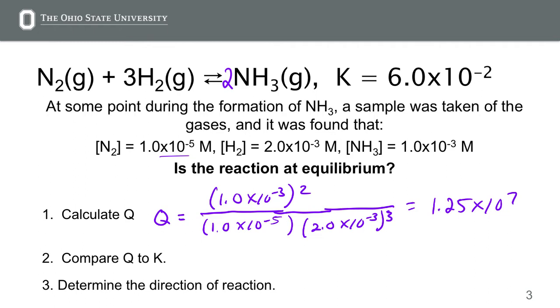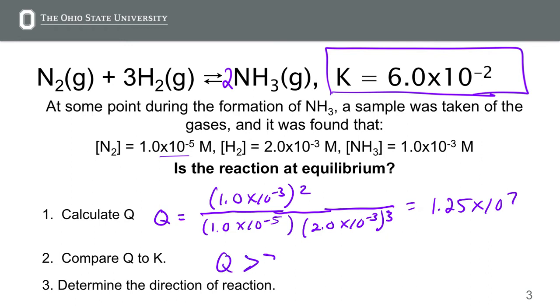We still don't know if the reaction is at equilibrium until we compare the value of Q that we calculate to that of K. K for this reaction at this temperature is 6 times 10 to the minus 2. And so we can see that Q is much greater than K, right? These symbols mean much, much greater. So the reverse reaction has to occur. That means the reaction needs to proceed towards the reactants.